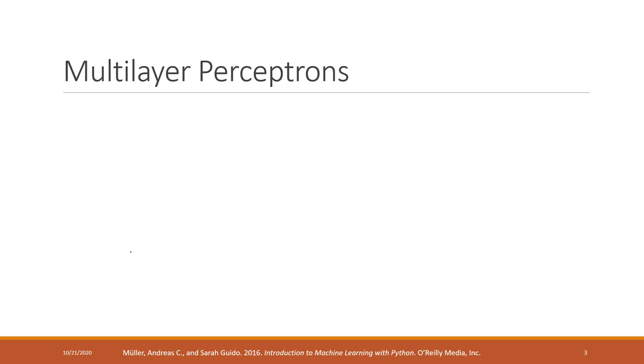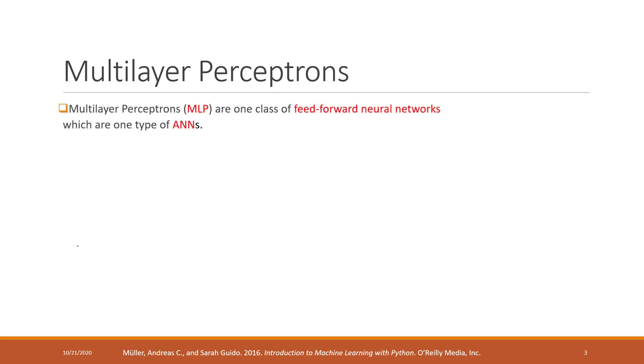Okay, so the model that we are going to talk about today is called Multilayer Perceptrons, that's MLP. MLP is one type of feed-forward neural network, and feed-forward network is also one type of artificial neural network. We are just going to talk about probably the simplest neural network model, and there are a lot of neural network models available, and you would probably need to spend an entire semester to learn the other models.